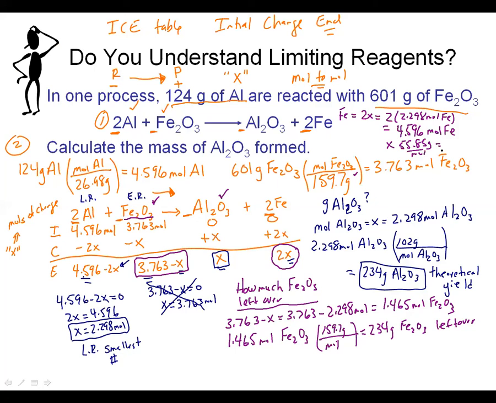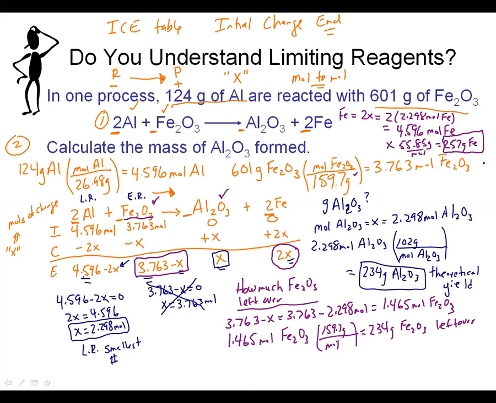And we would end up with, times 55.85, 257 grams of iron that would also be produced in this case. That would be the theoretical yield of iron. So you can see relatively quickly, by doing this ICE table approach, you can very quickly, with minimal calculations, figure out pretty much everything that you would want to know.